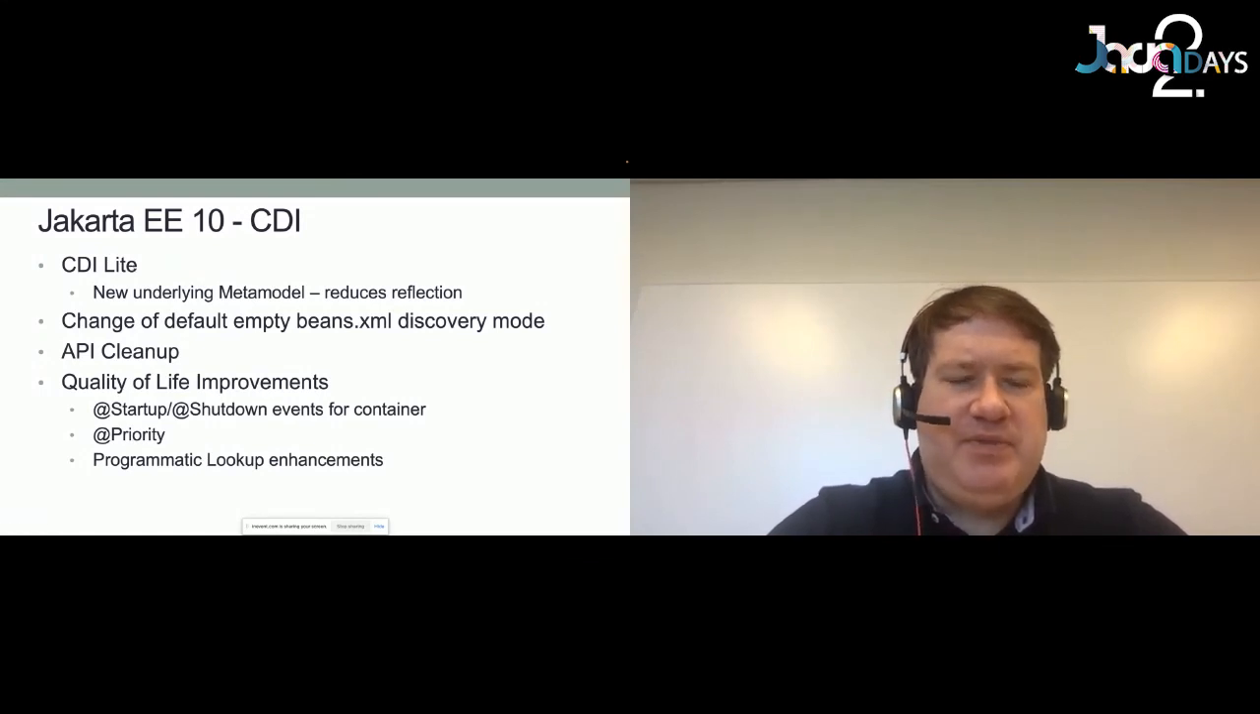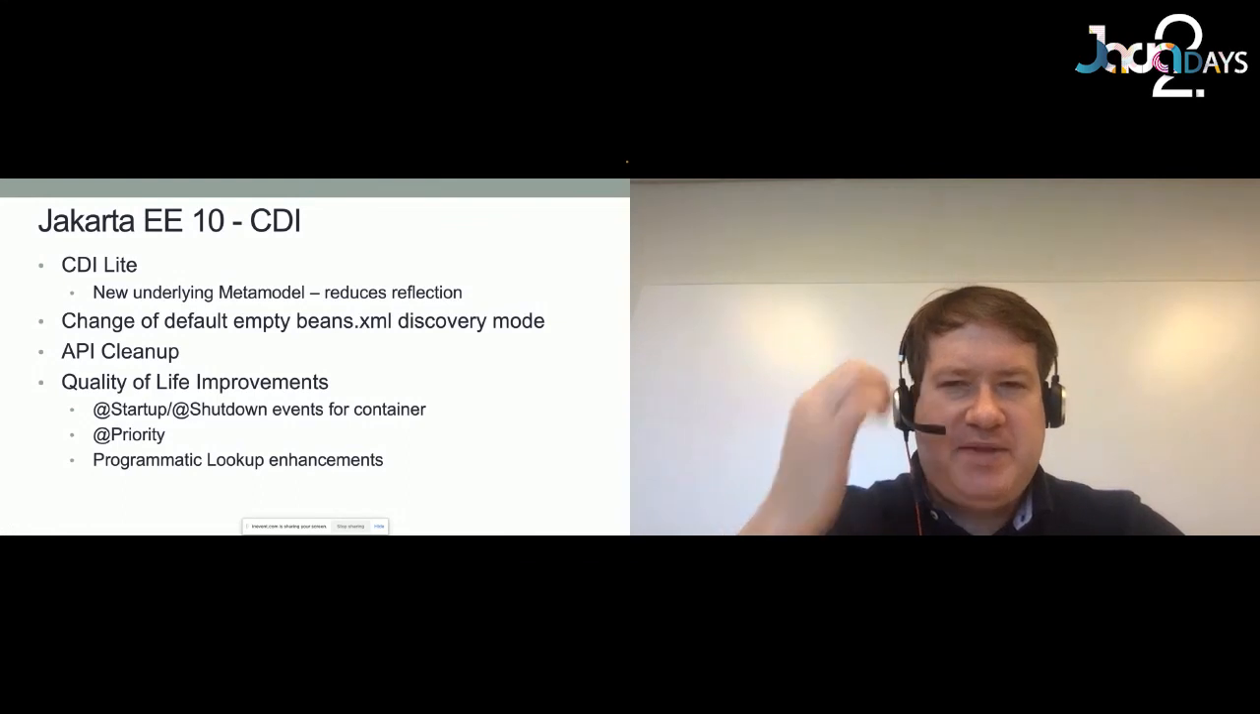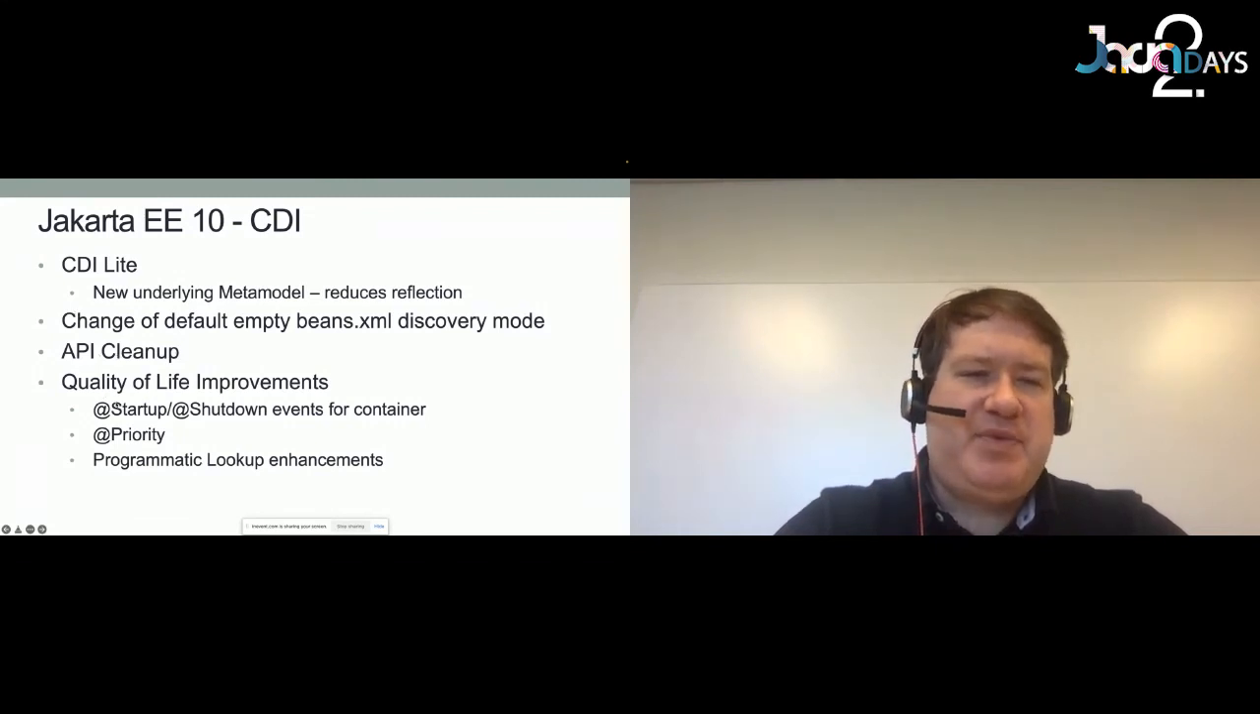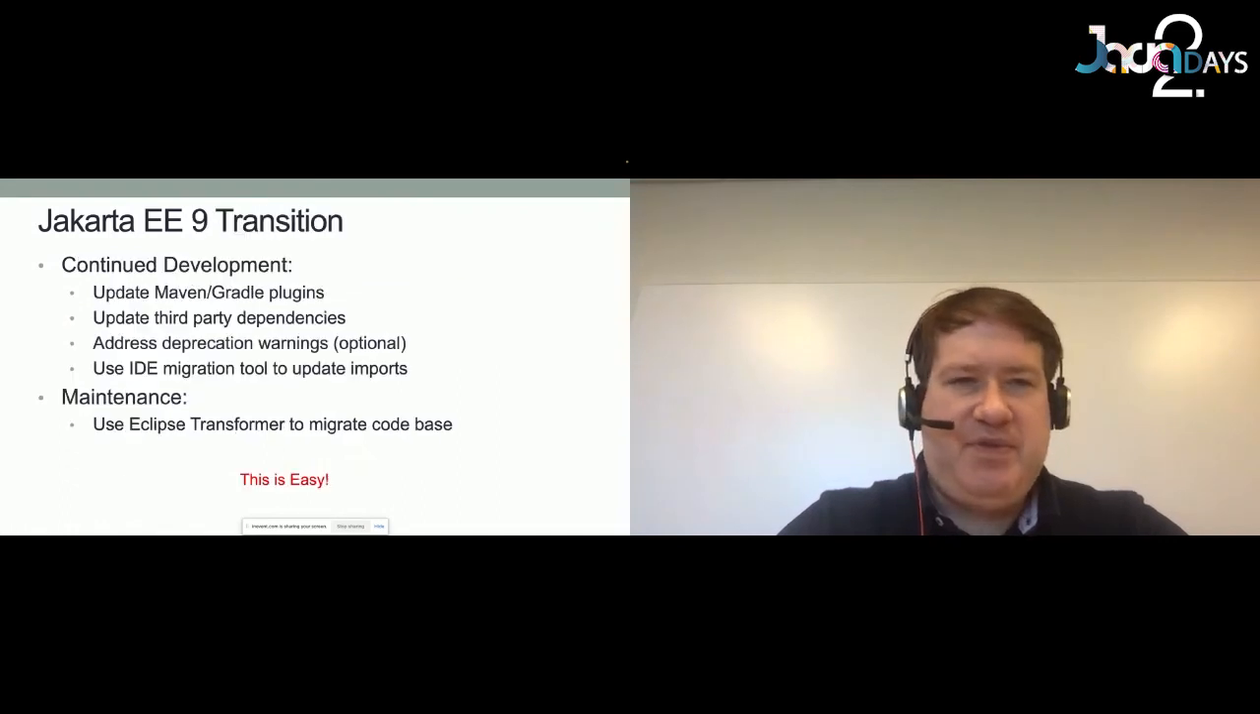And the reduction in reflection should make it easier to use for things like GraalVM if you're compiling your code down to native code, some API cleanup and some quality of life improvements. So startup and shutdown events for the container, and some programmatic lookup enhancements if you use those.